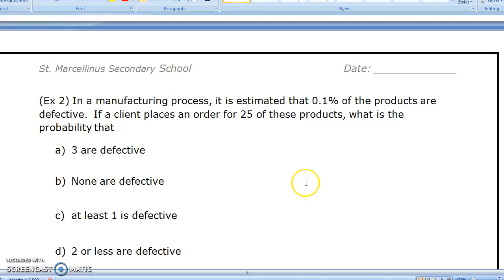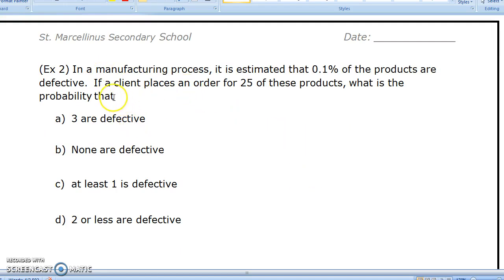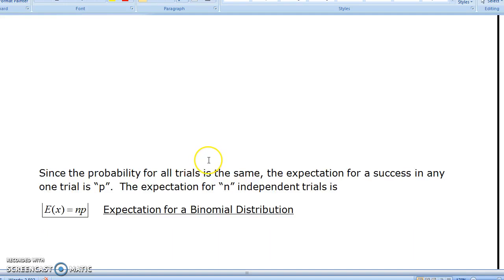Okay, let's try a more difficult problem. In a manufacturing process, it's estimated that 0.1% of the products are defective. A client places an order for 25 of these products. What is the probability that 3 of them are defective, none of them are defective, at least 1, or 2 or less?